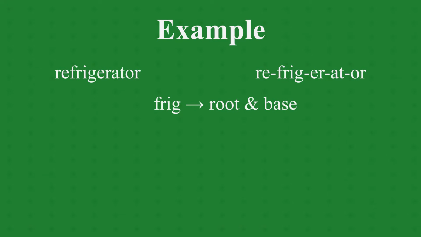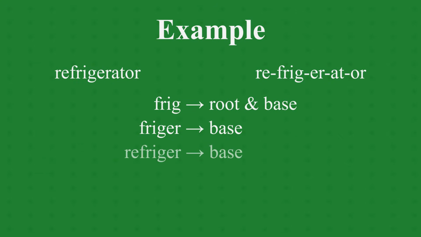If we add the next morpheme to the root, it becomes frigger. This is not a root anymore because it's more than one morpheme. It is only a base word now as it has no lexical meaning. Next we got refriger, which again is a base word. Why is that, Gilbert? Well, it consists of multiple morphemes and has no lexical meaning. That means it's only a base word.